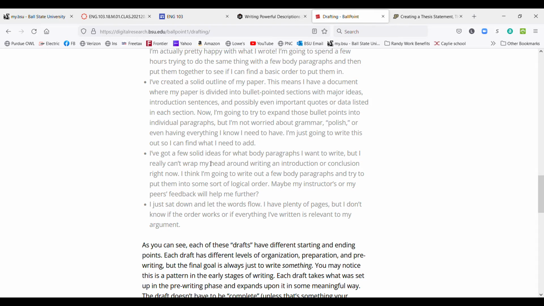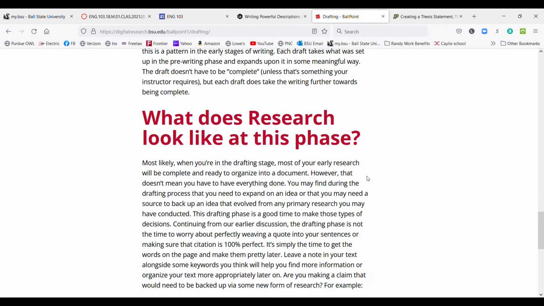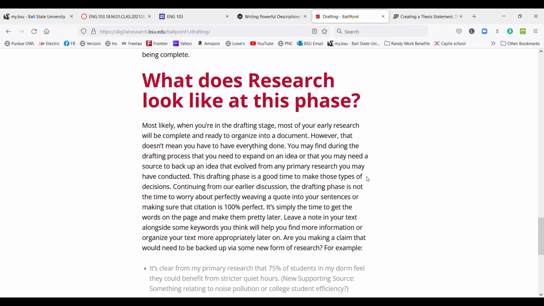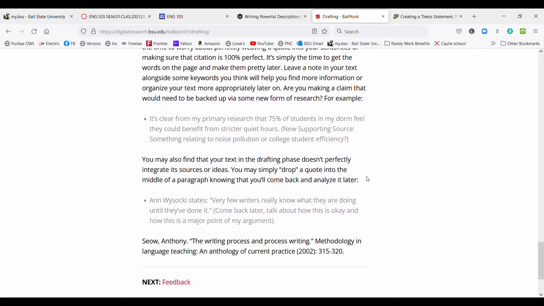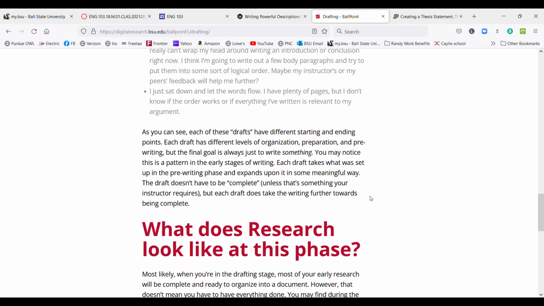this talks about, I've got a few solid ideas for what body paragraphs I want to write. I'm sure you guys are thinking about those ideas too, especially from the prompts. Okay, so what does research look like at this phase? We don't need to concentrate too much on this today because we're not doing any research, but we will be. So I wanted you to read this, get this in your head, get thinking about it, because it is going to be coming up, okay?